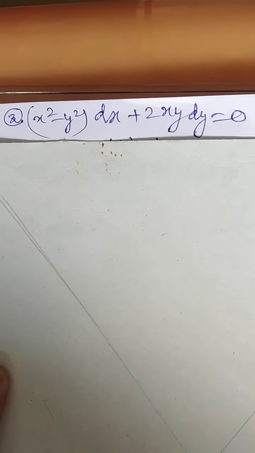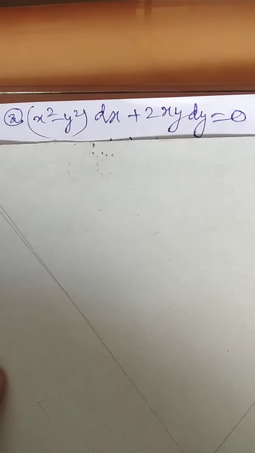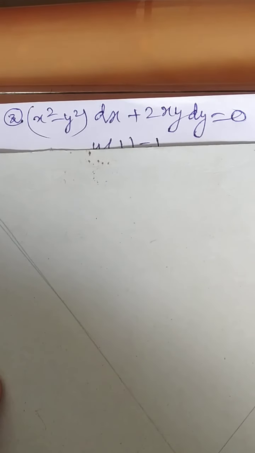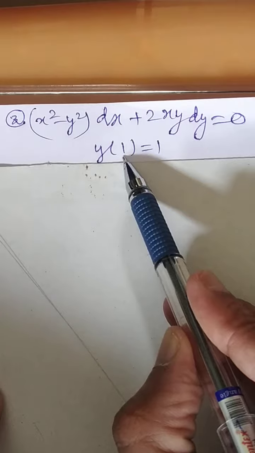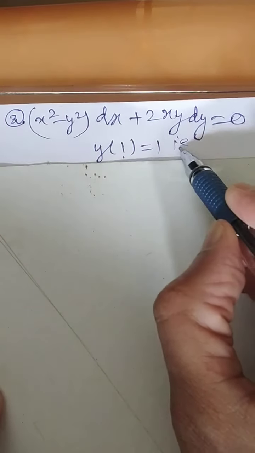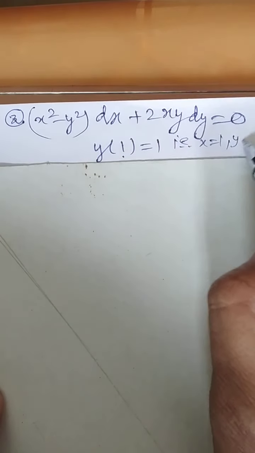Now see the next question: (x square minus y square) dx plus 2xy dy will be equal to 0. I think you are aware of the extra thing that is given. This can also be given in the problem like this: x is equal to 1, y will be equal to 1.